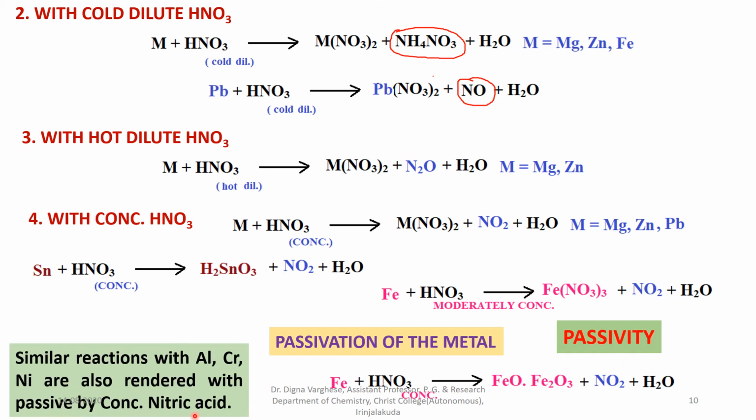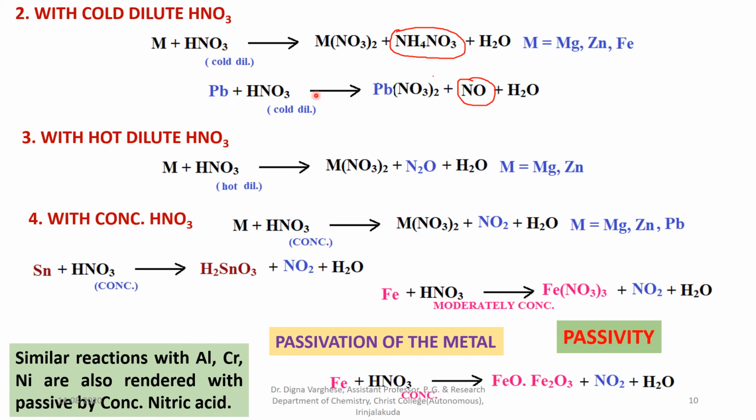Similarly, aluminium, chromium and nickel are also rendered passive by concentrated nitric acid due to the formation of a thin protective layer of the metal oxide on the surface of the metal that inhibits further reaction.